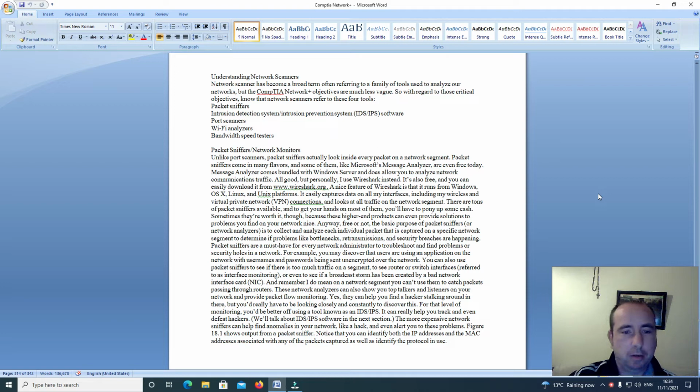Back to the CompTIA Network+ course, Understanding Network Scanners. Network scanner has become a broad term often referring to a family of tools used to analyze our networks, but the CompTIA Network+ objectives are much less vague. With regard to those critical objectives, know that network scanners refer to these four tools: packet sniffers, intrusion detection system and intrusion prevention system (IDS/IPS) software, port scanners, Wi-Fi analyzers, and bandwidth speed testers.